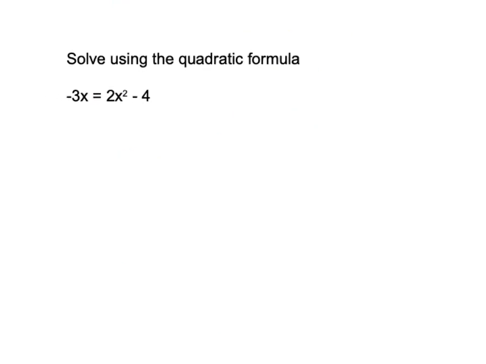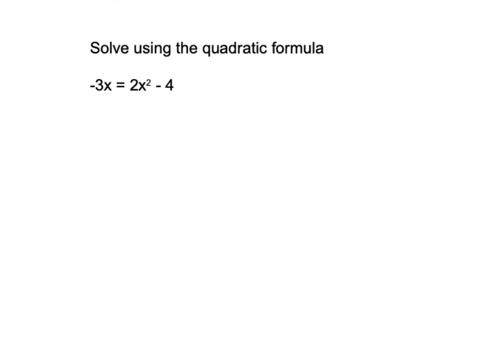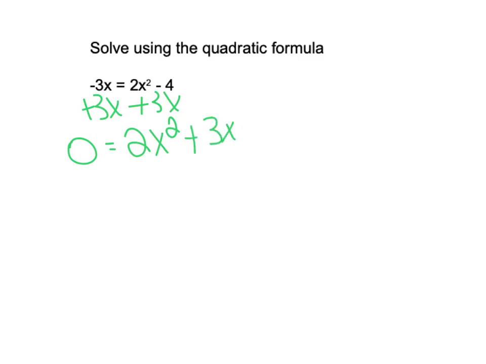Okay, we're going to use the quadratic formula again here. And on this one, we again need to just make sure it's set equal to 0. So I'm going to add 3x to both sides. And I get 0 equals 2x squared plus 3x minus 4. Again, we have our formula, and we need to identify our a, our b, and our c. A is 2, b is 3, c is negative 4.